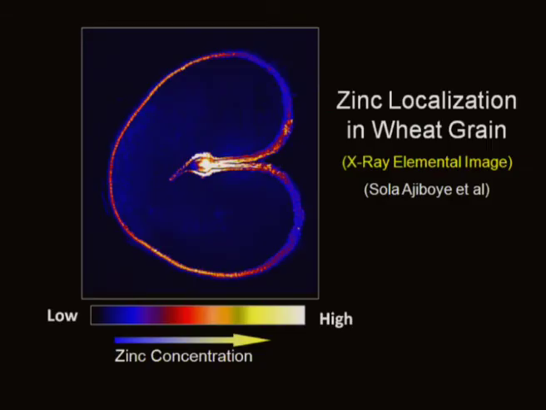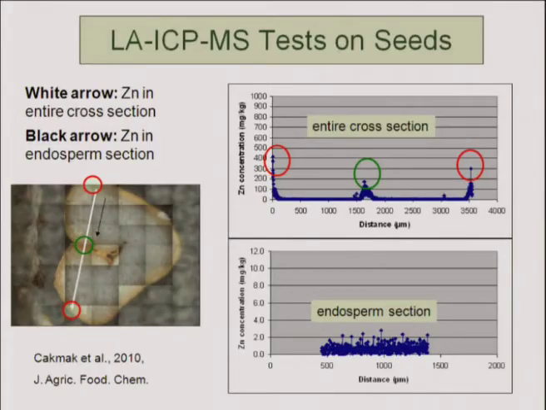So we made an experiment, another example from my lab. Zinc is particularly located in the aleurone part. So our aim is to work out what we should do to improve zinc concentration in the endosperm part. This is the part that is mostly eaten. So we had an experiment. We applied zinc sulfate at different growth stages, before flowering and after flowering, and we monitored the zinc localization by using ICP-MS. Now I would like to show you the results. We looked at the zinc localization along the entire cross-section of the seeds.